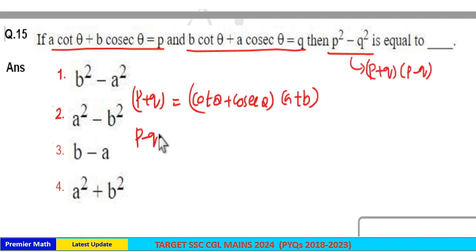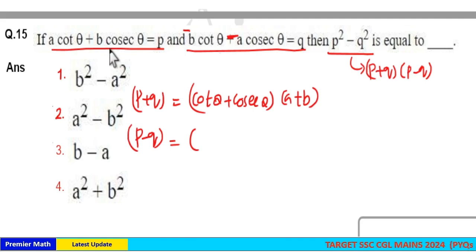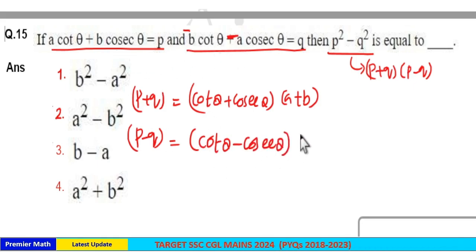Now take p minus q. P minus q means this will become minus b cot theta and this will become minus a cosec theta. Now if you take cot theta minus cosec theta from both of them: from p, the remaining will become a minus b. And from minus q, the remaining will become a minus b. So take cot theta minus cosec theta outside from p minus q, then the remaining is a minus b.